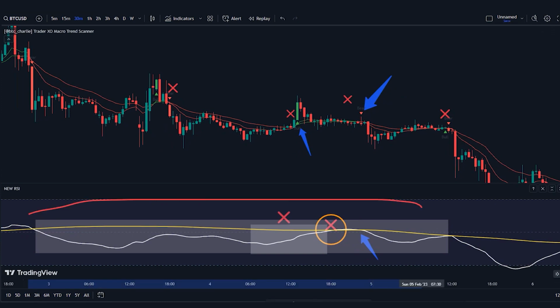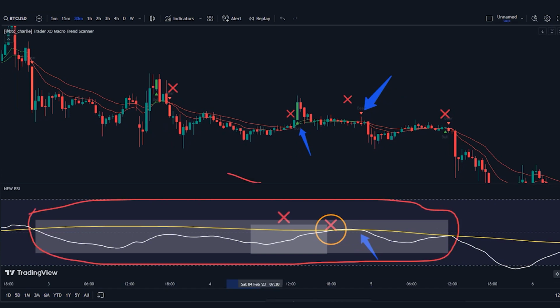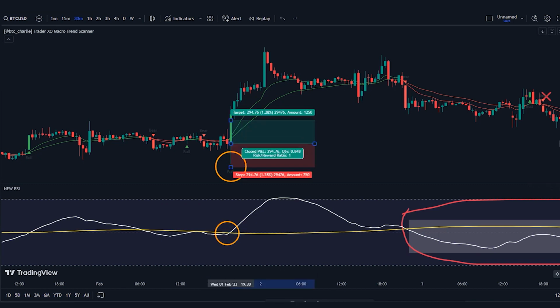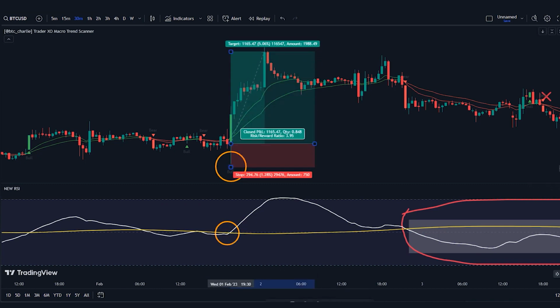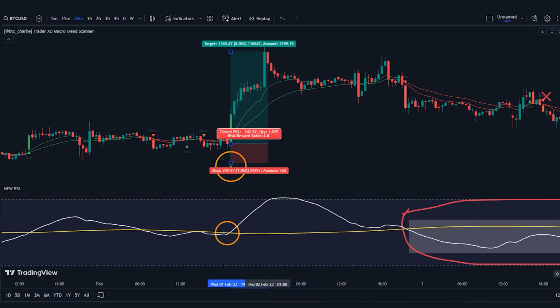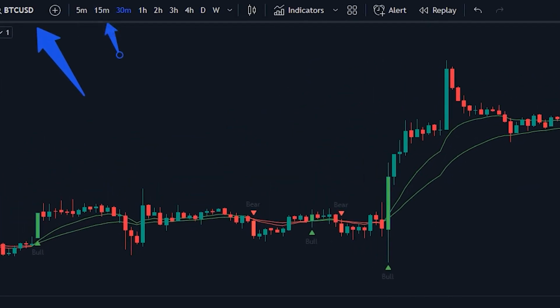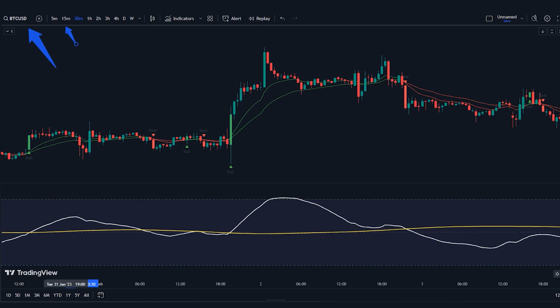Because this area is a range zone, and RSI filters the signals in a range zone and finds this zone for us. Here the RSI has crossed upwards, and up here a signal has been given that is valid because both conditions are met. We place a buy order here and move the stop loss to the downside and follow the trade. Currently, we are seeing the 15-minute time frame Bitcoin chart.